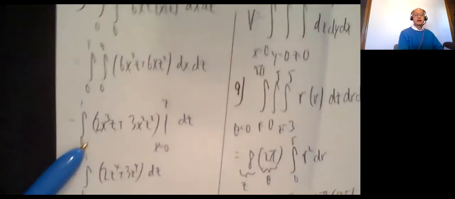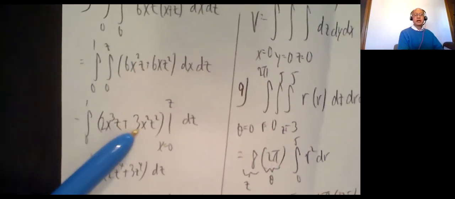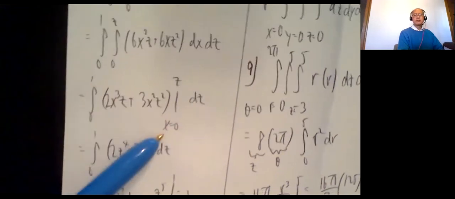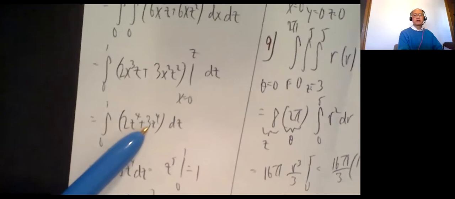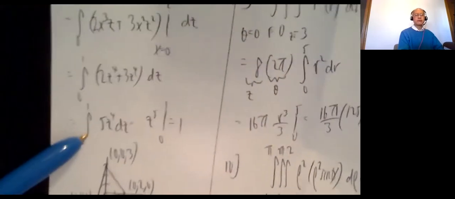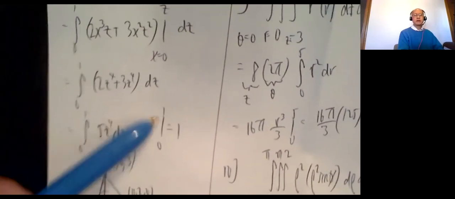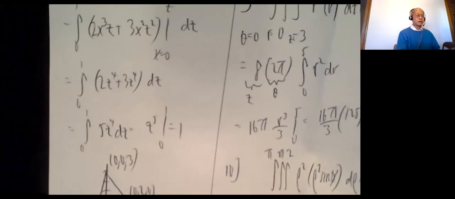Integrate with respect to x: 2x cubed z plus 3x squared z squared from 0 to z. Plug in 0, you get 0. Plug in z, 2z to the 4th plus 3z to the 4th, which is 5z to the 4th. Integrate z to the 5th from 0 to 1, 1 minus 0, or 1.